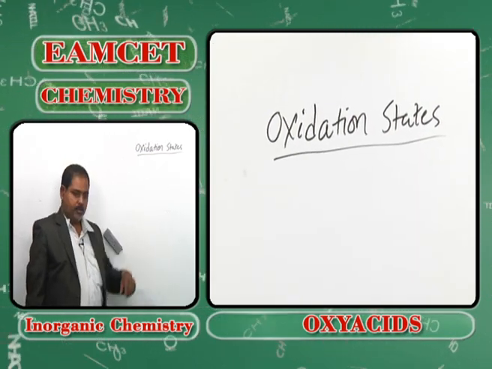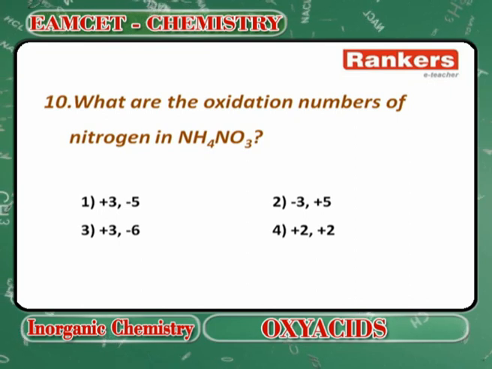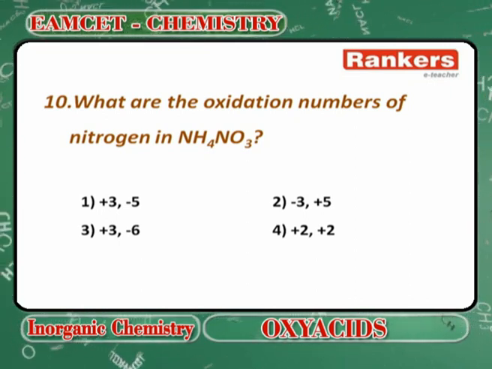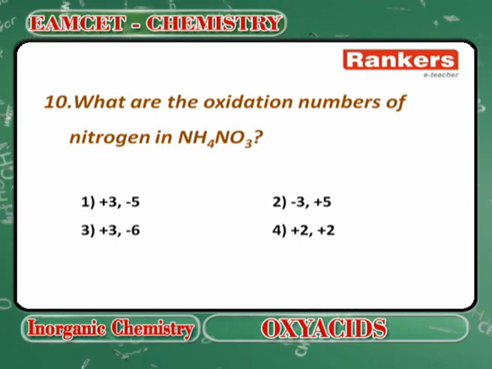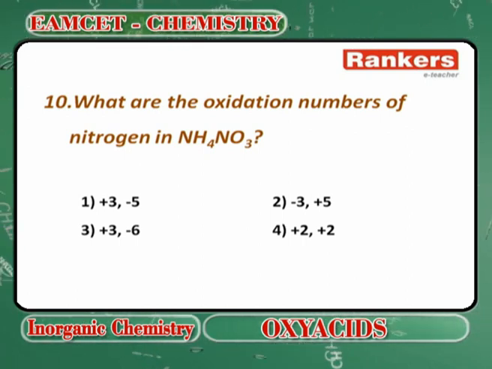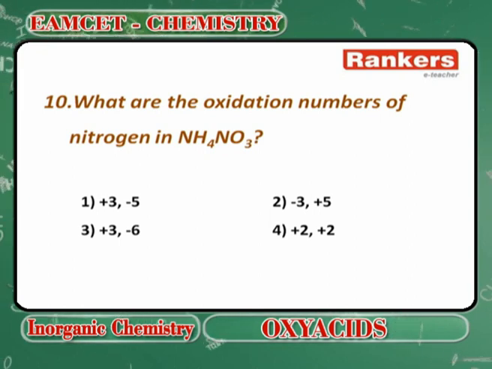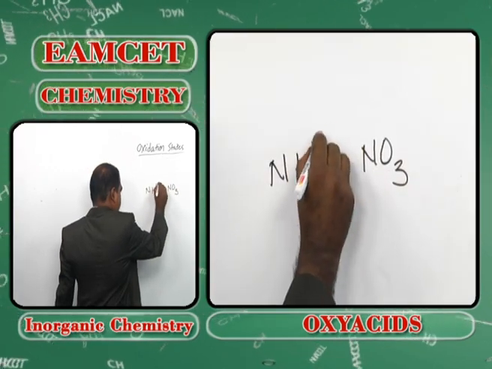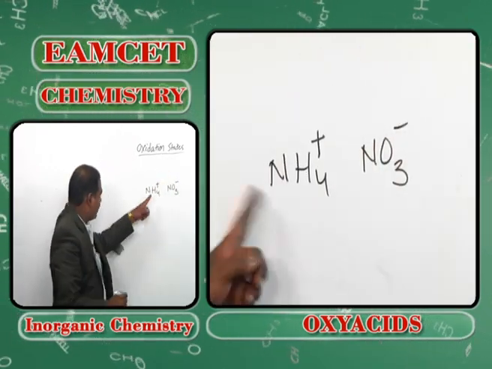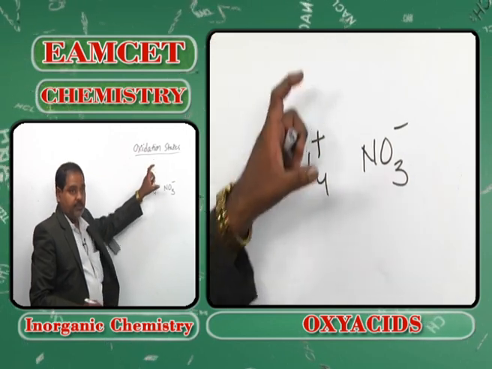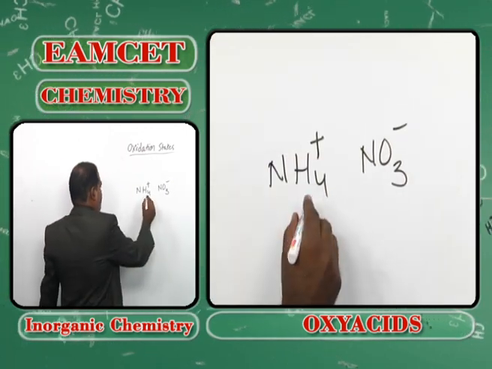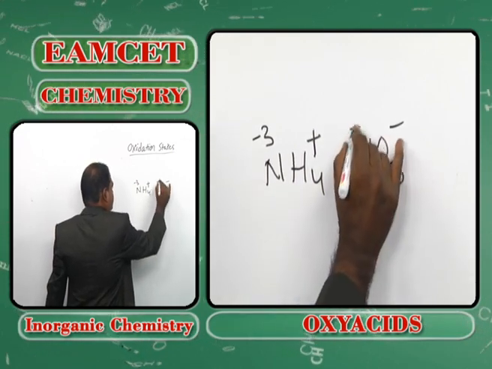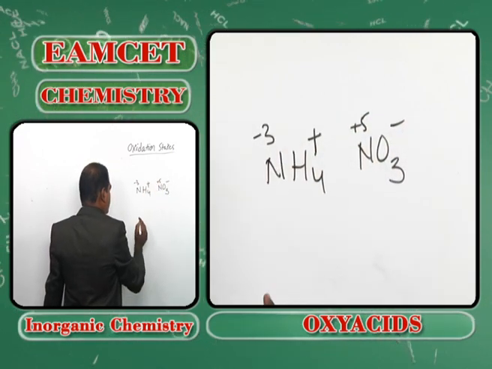Question number 1. What are the oxidation numbers of nitrogen in NH4NO3? You will get the question on your screen now. It's a very interesting proposition. You should first know this is NH4 plus and NO3 minus. There are 2 nitrogens. This is ammonium, this is nitrate. Here NH4 plus, nitrogen is -3, NO3 minus, nitrogen is +5. How did I get to the conclusion? Very simple.